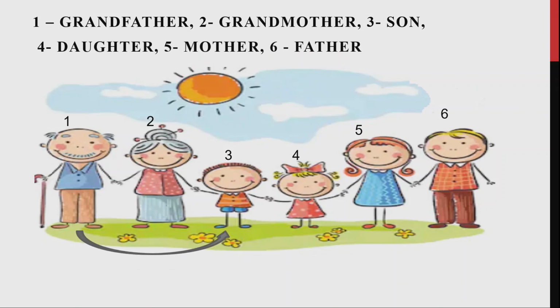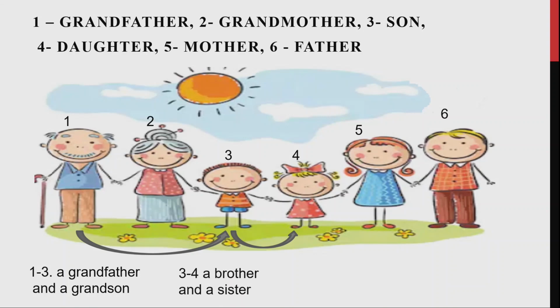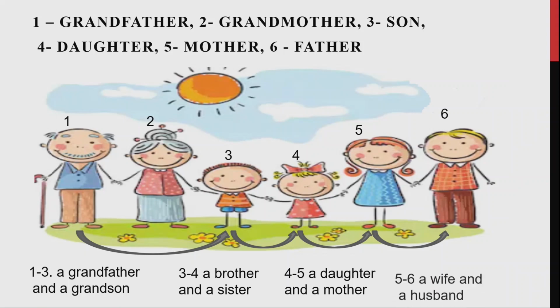Now look, who are number one and number three? So they are a grandfather and a grandson. Who are number three and number four? Yes, they are a brother and a sister. What about number 4 and 5? 4 is daughter and 5 is her mother. What about 5 and 6? They are a wife and a husband. Okay, good job. Now children, look at the family tree and say what's their relationship.